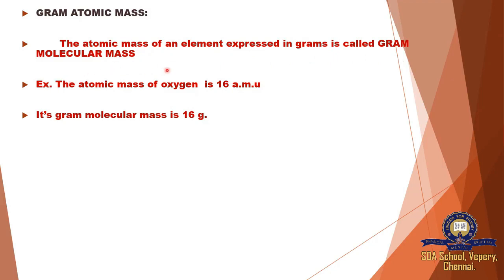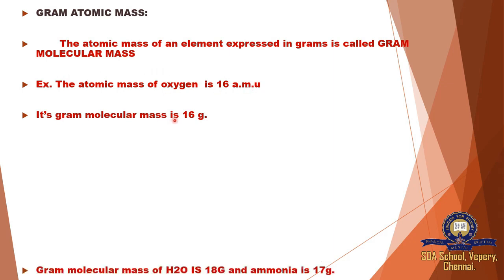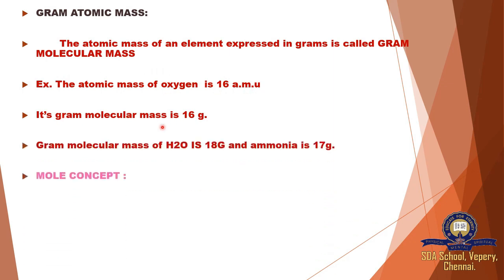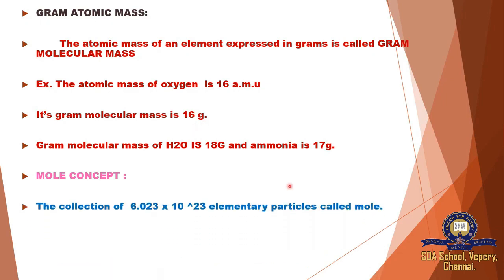For example, the atomic mass of oxygen is 16 AMU, atomic mass unit. So as gram atomic mass, we represent it as 16 grams. In the same manner, the gram molecular mass of water is 18 grams and ammonia is 17 grams. So in place of AMU, for the term gram atomic mass or gram molecular mass, we represent it through grams.